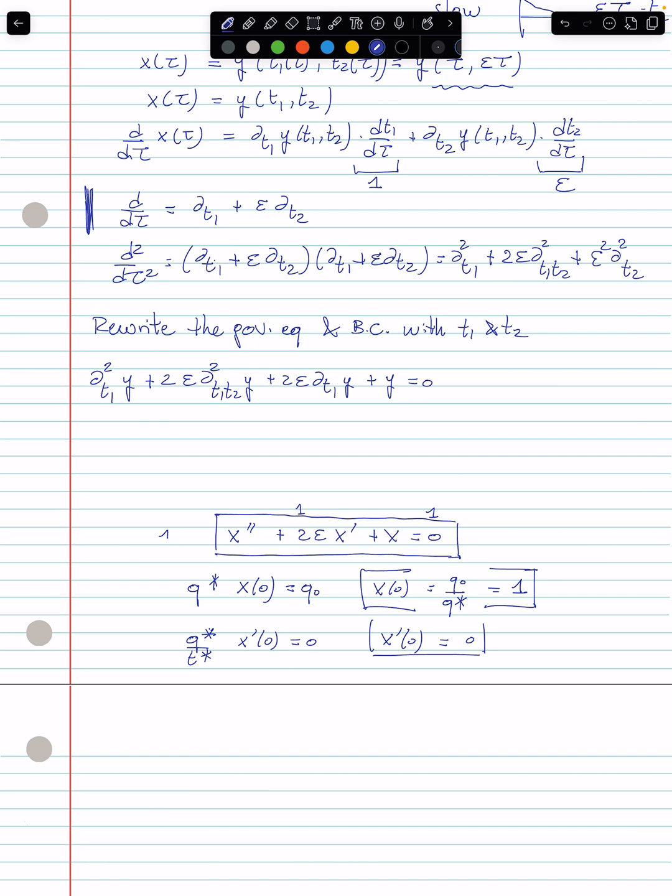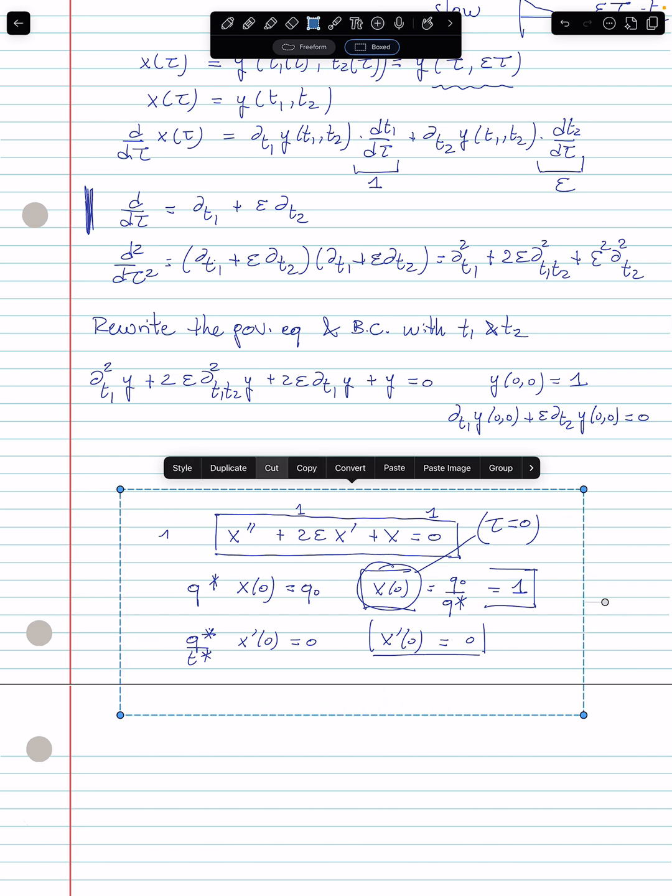And then we need the boundary conditions. The first boundary condition just says that y, when T1 and T2 are equal to 0, because this initial condition means time tau is equal to 0, is equal to 1. And then we have the first derivative with respect to T1 plus epsilon times the derivative of y with respect to T2, and that is equal to 0.